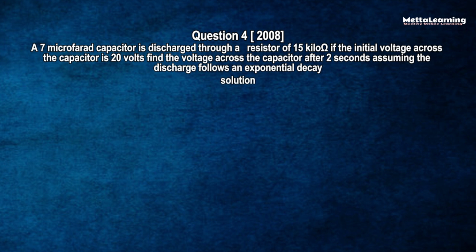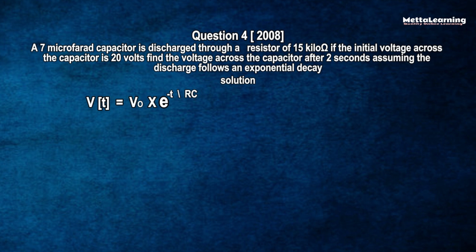So you must understand that the voltage across a discharging capacitor is given by the formula V(t), where t is the time, equals V naught times e raised to the power minus t divided by RC. Now, from our question, we're given our V naught, the original voltage, to be 20 volts. We're given our resistance to be 5 kilo ohms, which we can convert to 5 times 10 to the power 3, which is 5,000 ohms. Then we're given a capacitor of 7 microfarad, which we can convert to 7 times 10 to the power minus 6 farads, and we're given a time of 2 seconds.